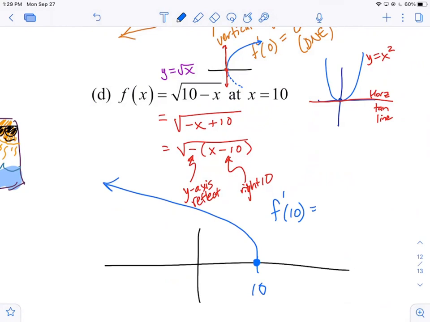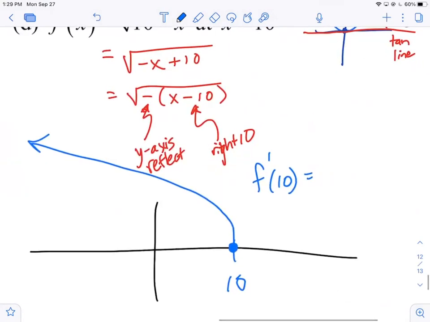F prime of 10? 0? No, that's f of 10. F of 10 is 0. The y value is 0. But what's the slope right there? Kind of. Yeah, you could say negative infinity, maybe.